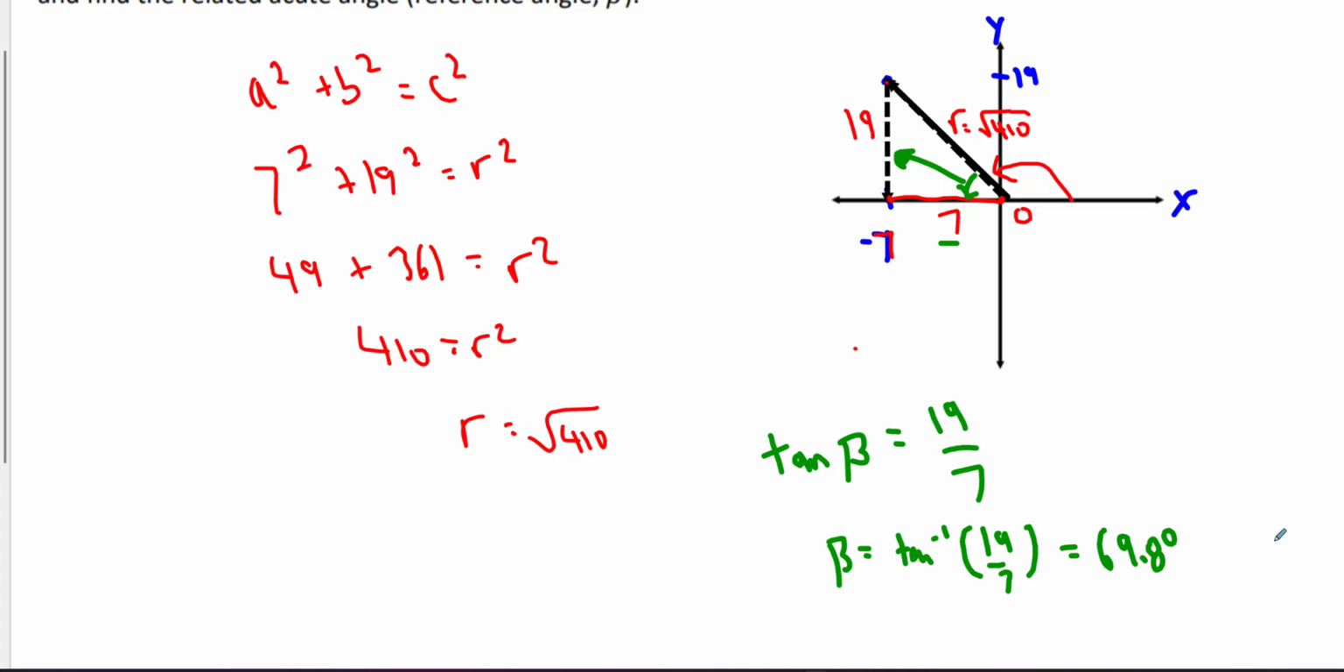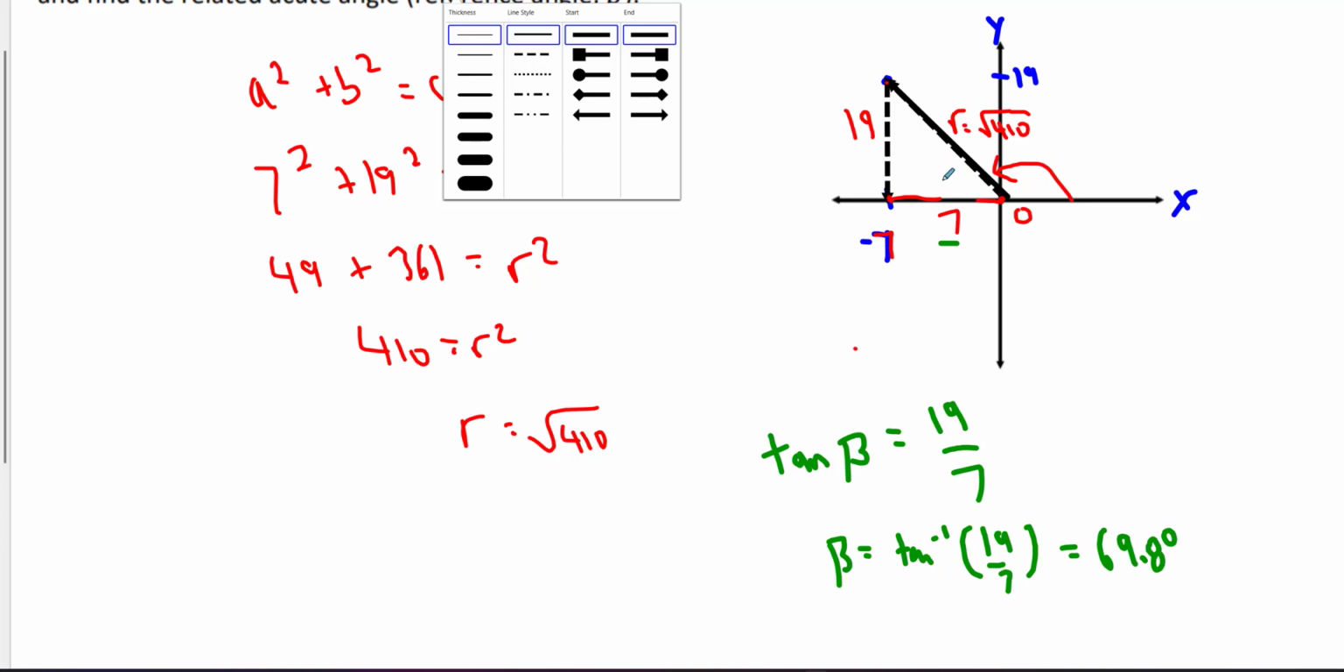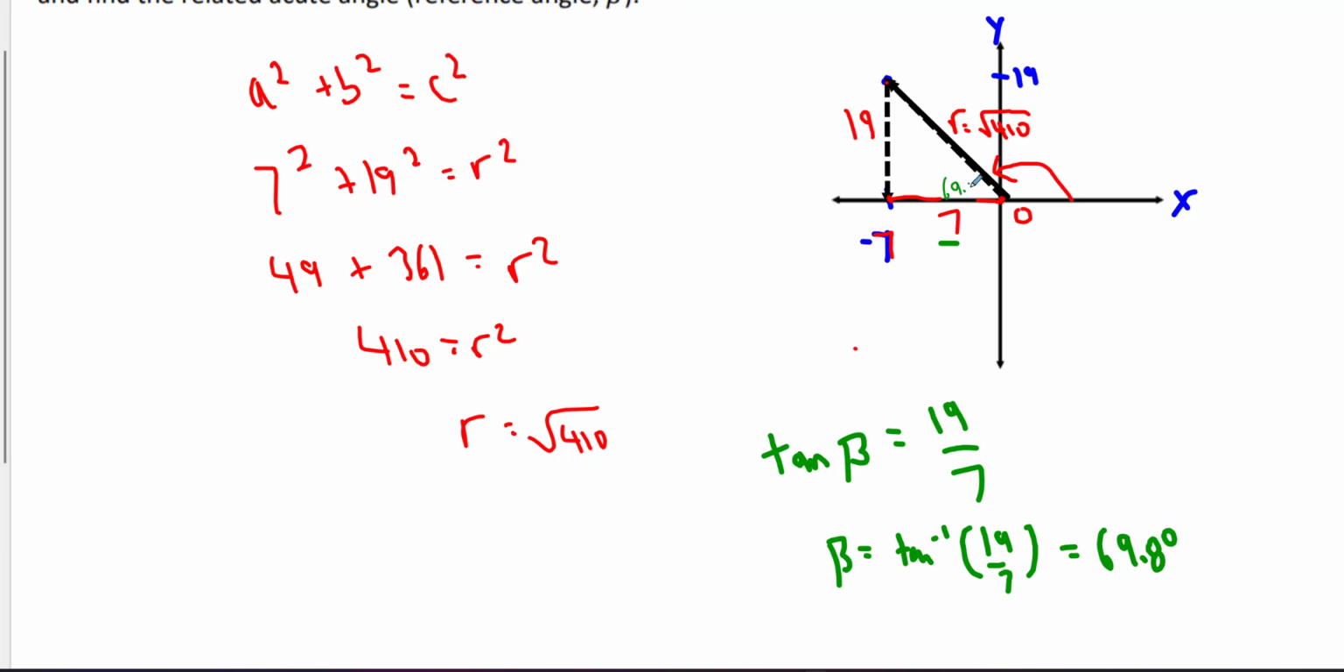Okay. So beta is 69.8 degrees. So we know the angle inside here is 69.8. All right, so we know that that's the angle inside.